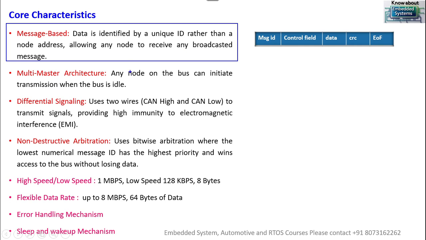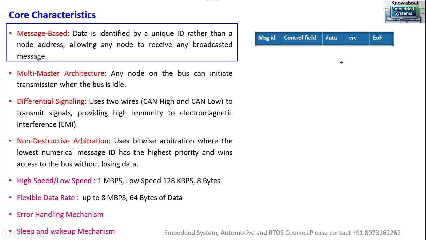If you consider our I2C communication protocol, we use a slave address to communicate between the master and the slave, right? But in the case of CAN, it's not like that. We are going to use a message ID, or you can say a frame ID. We are going to use the message.